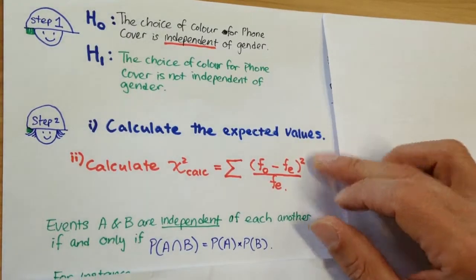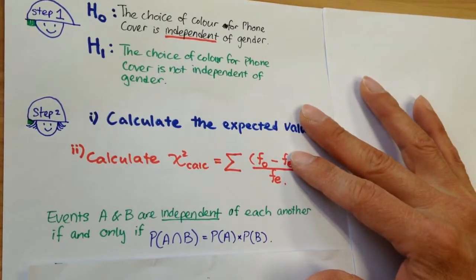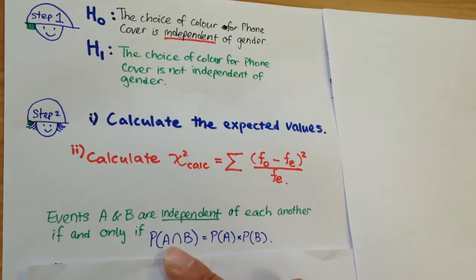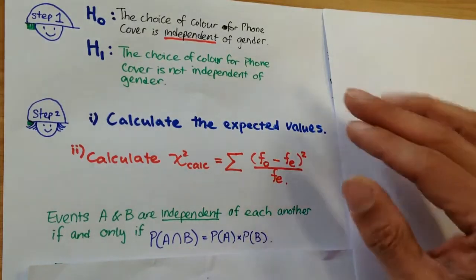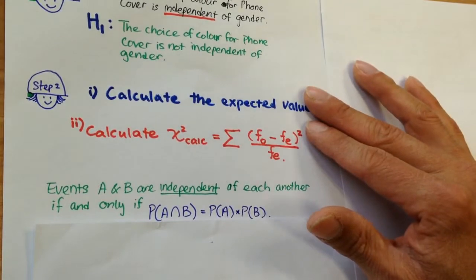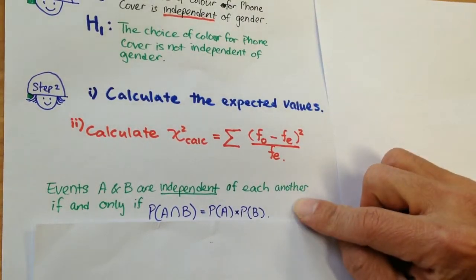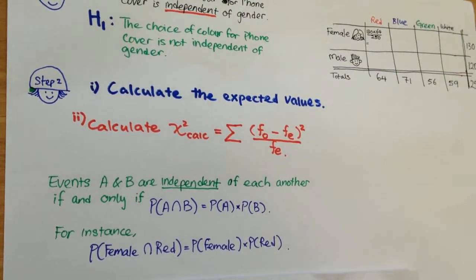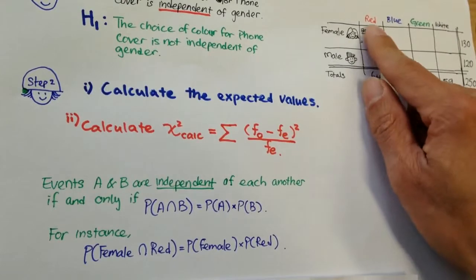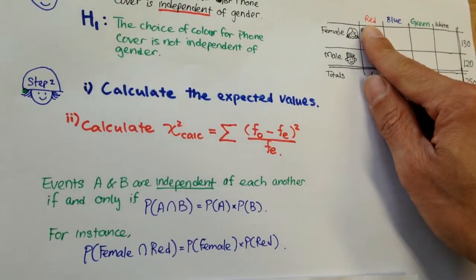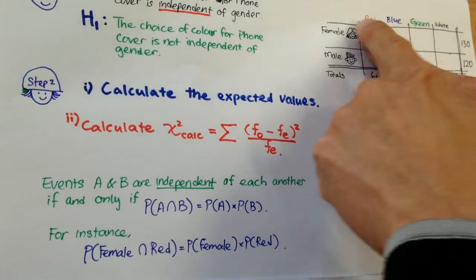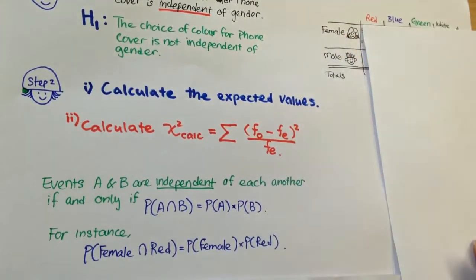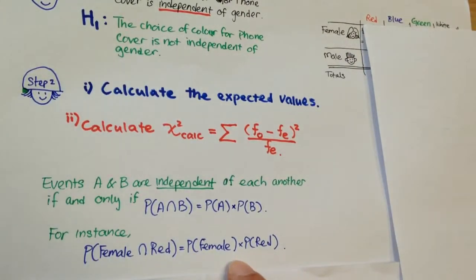Well, remember in probabilities that the events A and B are independent if the probability of A intersect B is the product of probability A and B, for example, written here. So if we are interested in what the expected value is for female and prefer red, for example, then what we can do is calculate this thing, female and red.